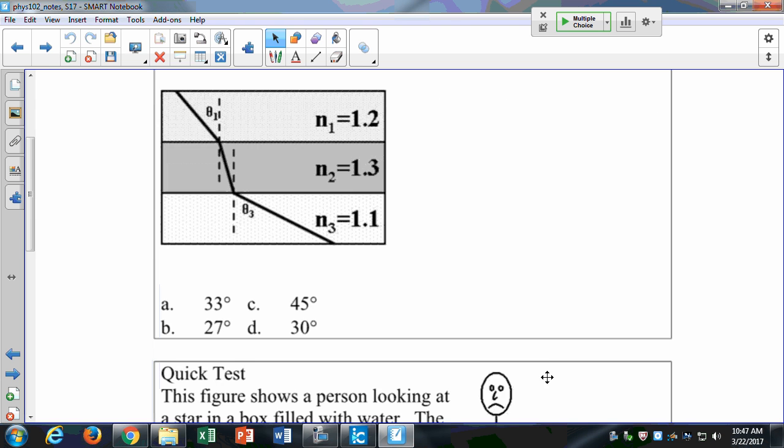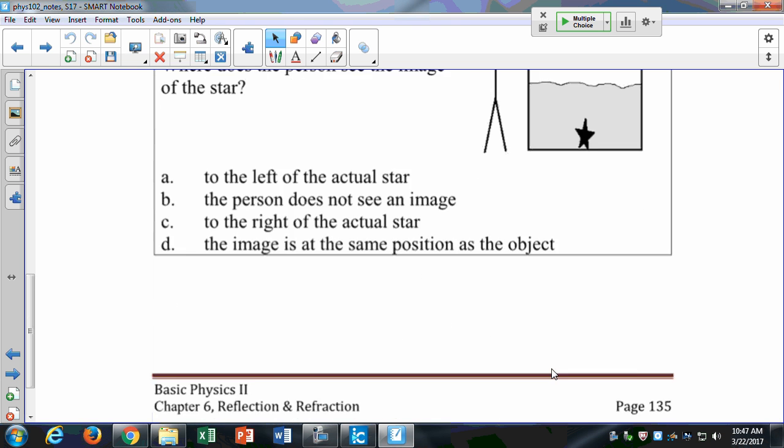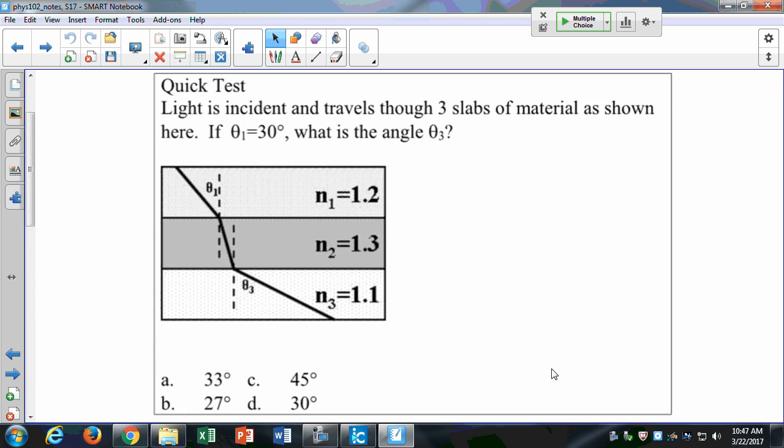Where we left off, this is on page, what page is this? 135. We had a couple of clicker questions. I think we hadn't done these, am I right?